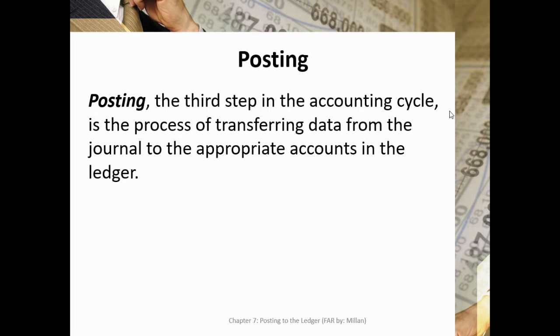So we may think of it this way: data processed in the journal is raw information. We need to classify or post the information in the ledger so as to provide more refined information.